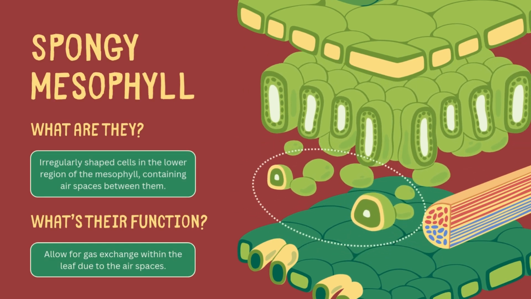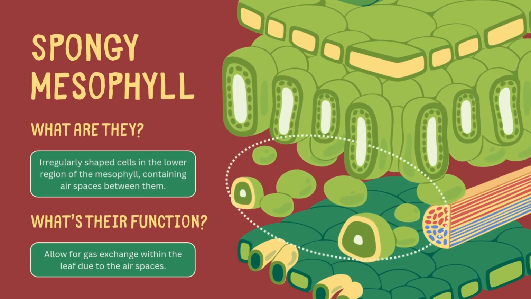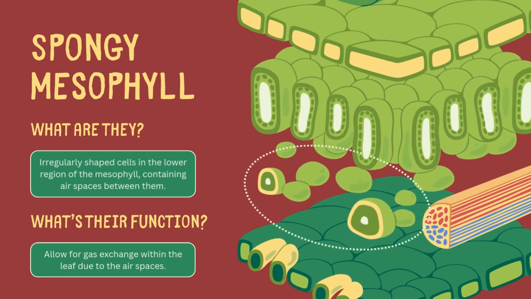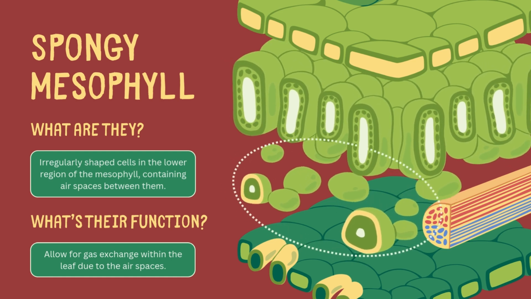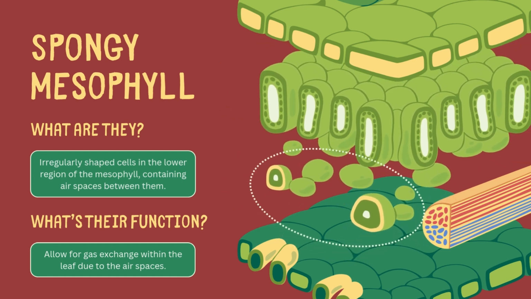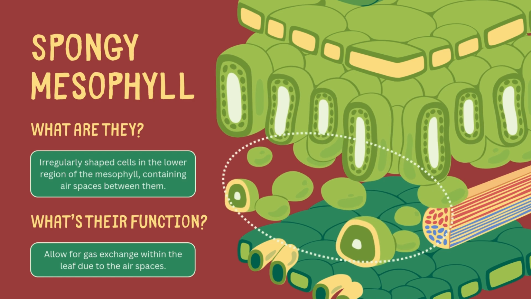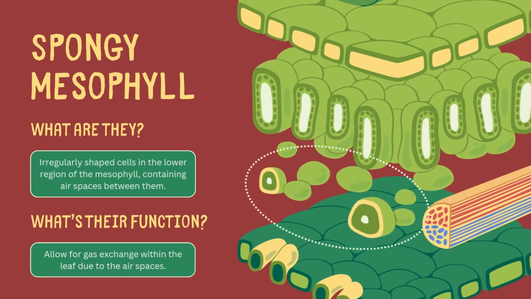Next, you'll find spongy mesophyll. They are irregularly shaped cells in the lower region of the mesophyll, containing air spaces between them. They allow for gas exchange within the leaf due to the air spaces.